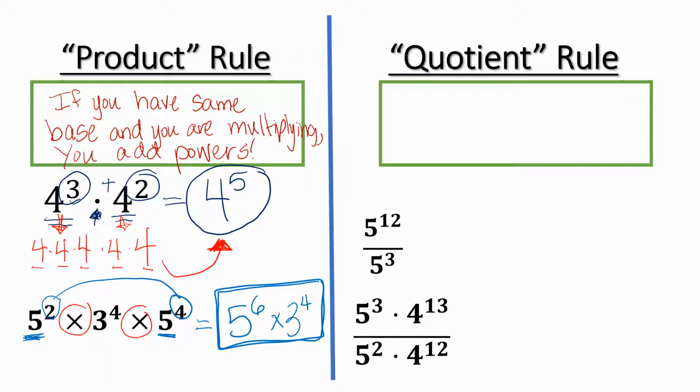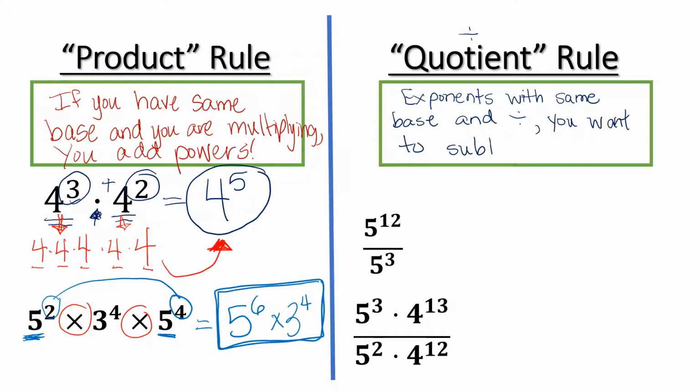Now, if we switch over to the quotient rule, quotient is a fancy word for the answer to a division problem. So the quotient rule tells us that if we have exponents with the same base, and we're dividing, instead of adding our powers, you actually want to subtract our powers.